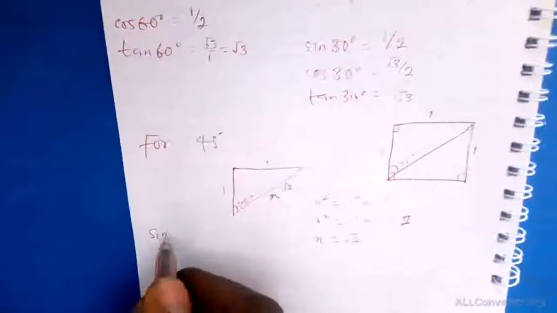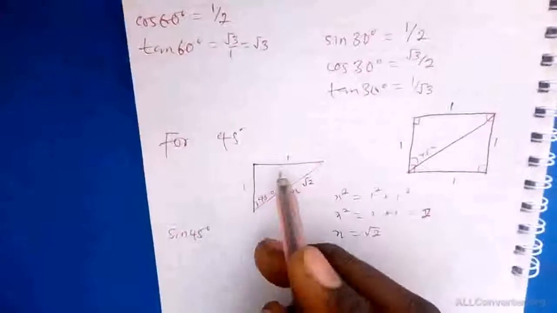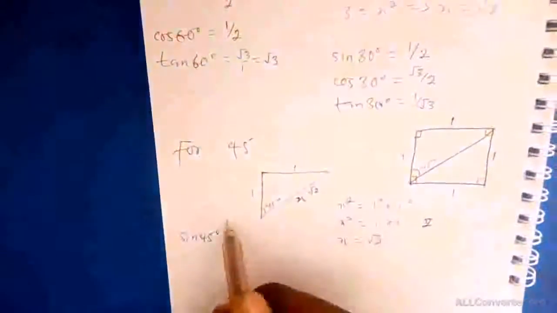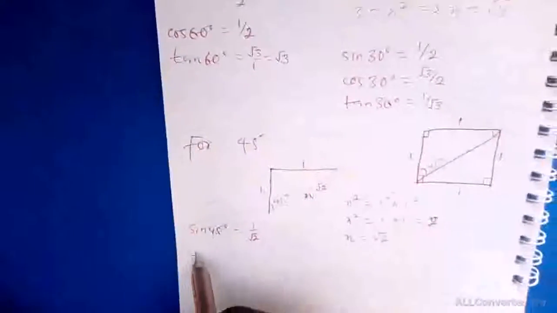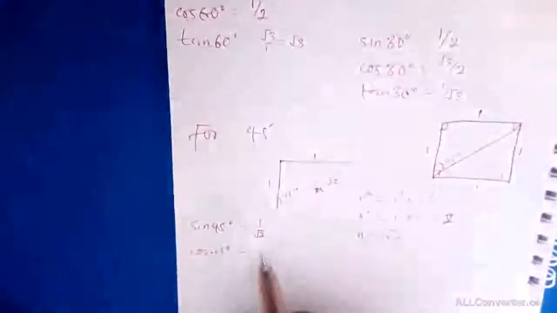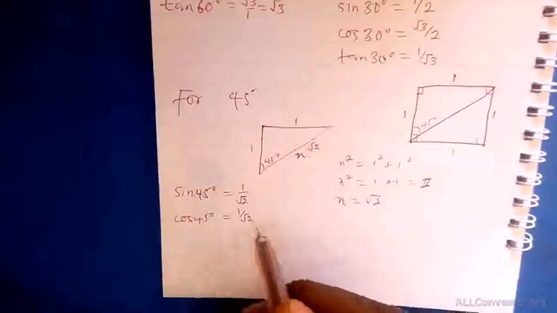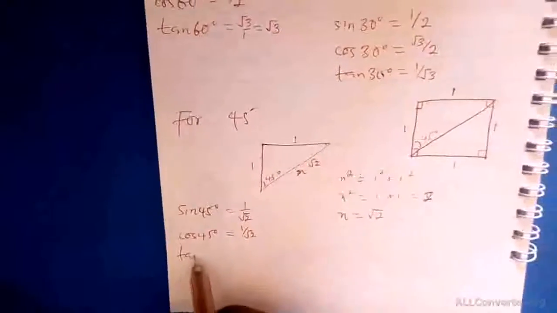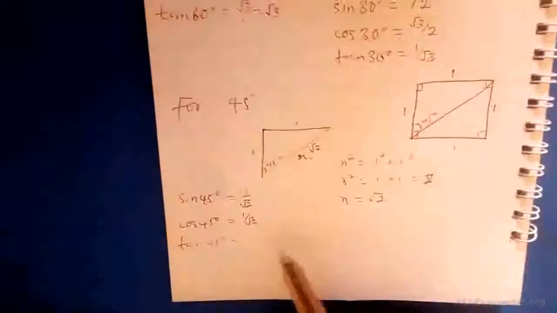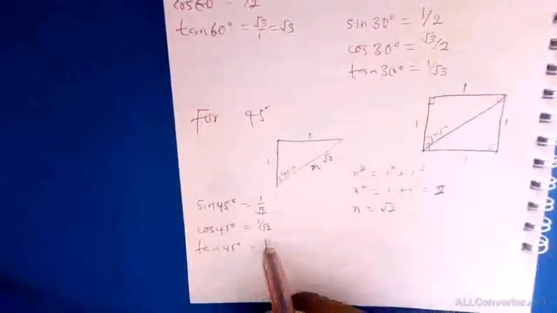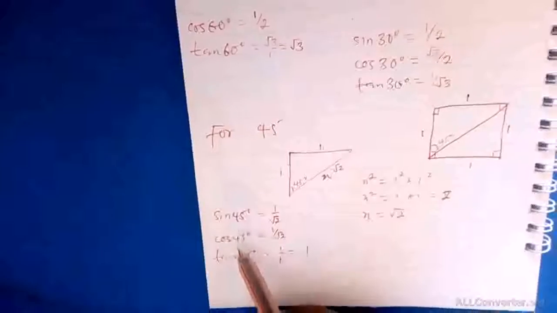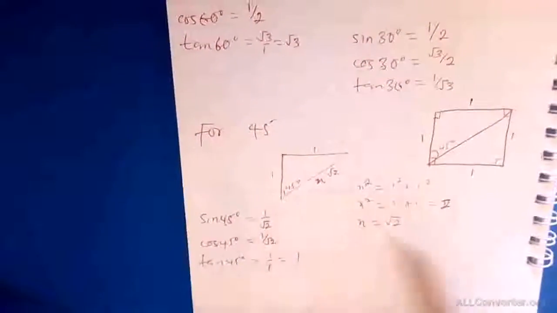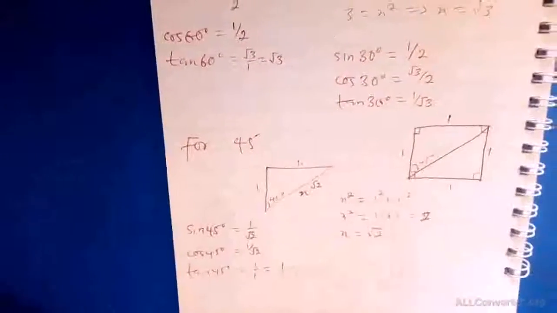Then to look for sine of 45 degrees, sine equals opposite over hypotenuse, which equals 1 over root 2. The cos of 45 degrees equals adjacent over hypotenuse, which is the same thing, 1 over root 2. And tan of 45 degrees equals opposite over adjacent, which is 1 over 1, which equals 1. If you look at sine of 45 and cos of 45, they are the same, equal to 1 over root 2.